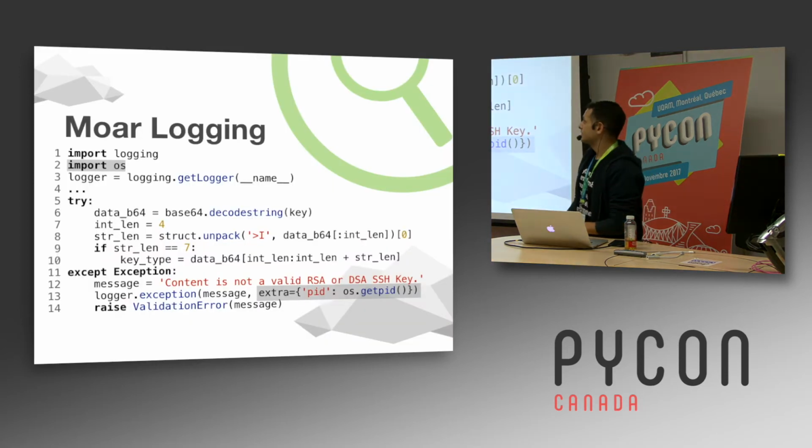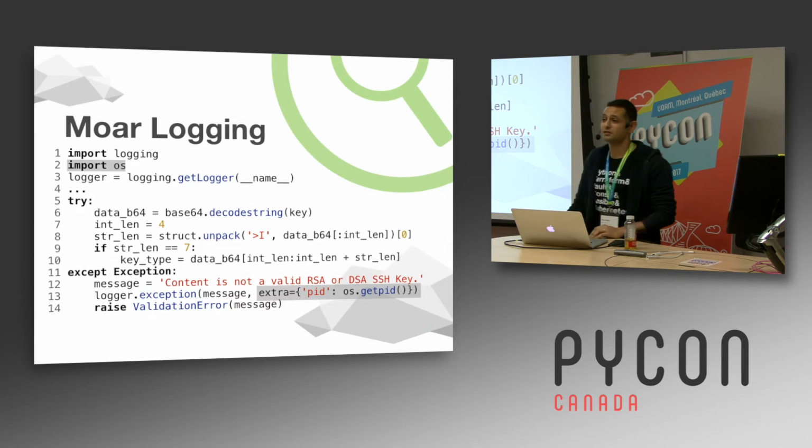More logging is the answer. Import from os, and in this case it's really simple. We just log the PID. Into the logger.exception, you can pass an extra parameter to give it extra data. And in this case, we just passed in the PID value itself, just to see if this was the case.